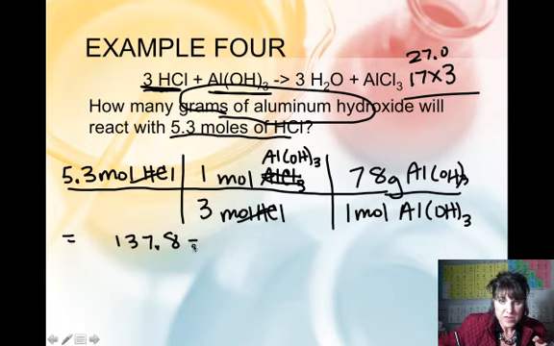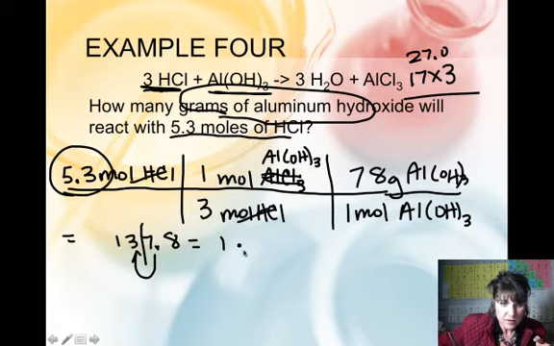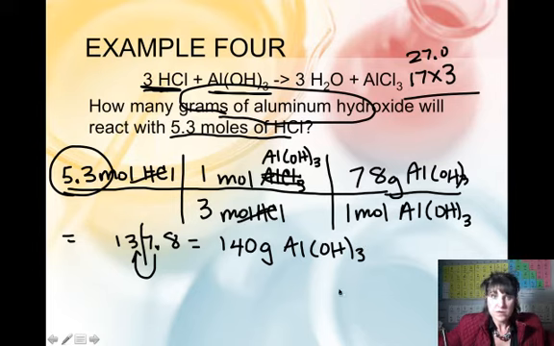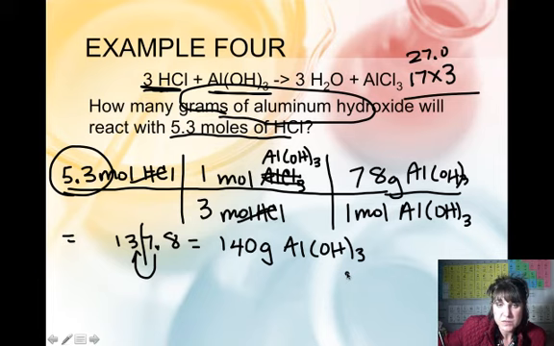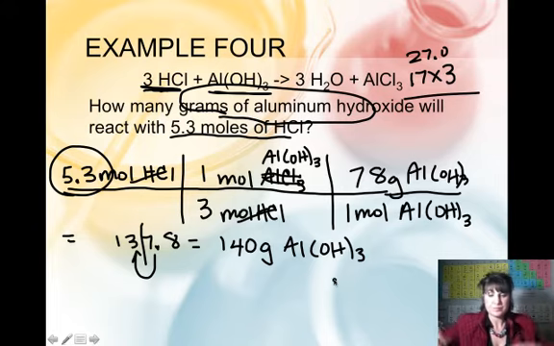137.8. That's too many sig figs. Let's stick with 2 since that's what we were given. We're restricted to 2 sig figs. So the 7 makes us round this up to 140 grams of aluminum hydroxide. There you go. So if you were going to weigh out the amount of aluminum hydroxide you needed to neutralize the hydrochloric acid, you would know to weigh out 140 grams.